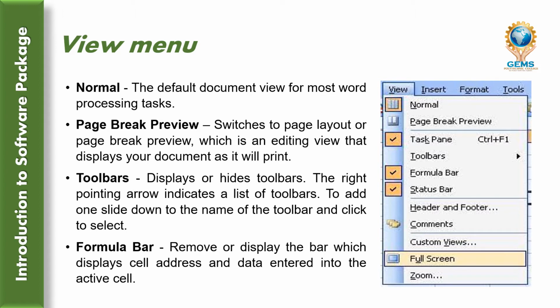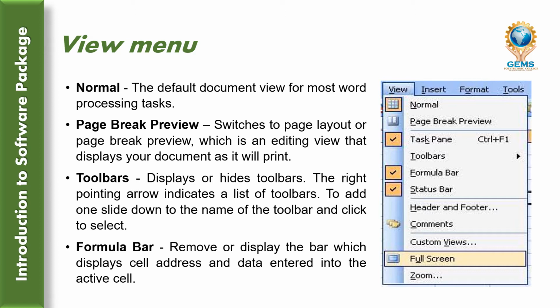Now we will see the View menu. The first option is Normal, which is the normal document view for most Microsoft Excel processing tasks. And Page Break Preview switches to the page layout or page break view, which is an editing view that displays the document as it will be printed.